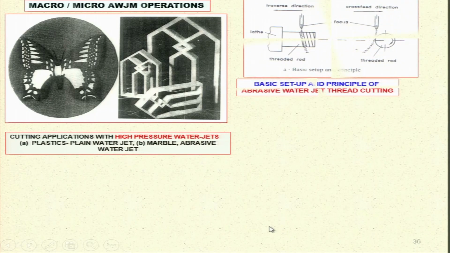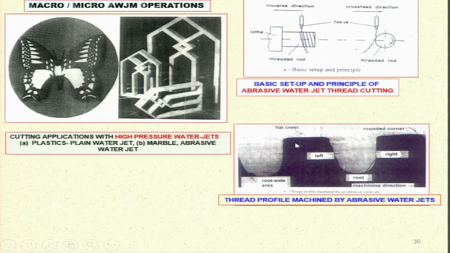Now these are the other examples which you can see here. Cutting applications with high pressure water jets: plastics with plain water jet, and marble with abrasive water jet. This is the marble, this is the plastic being cut, and this is the abrasive water jet turning, which I have already shown you in the earlier slide. This is the rotating workpiece, threads are being cut. This is the abrasive water jet, this is the side view.